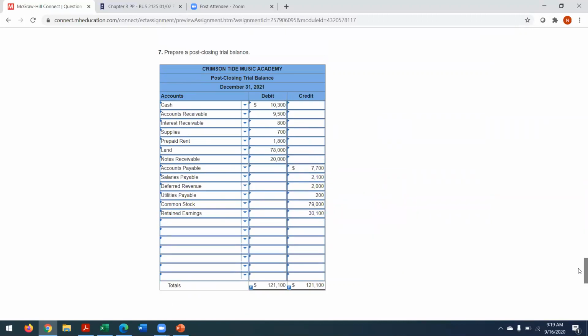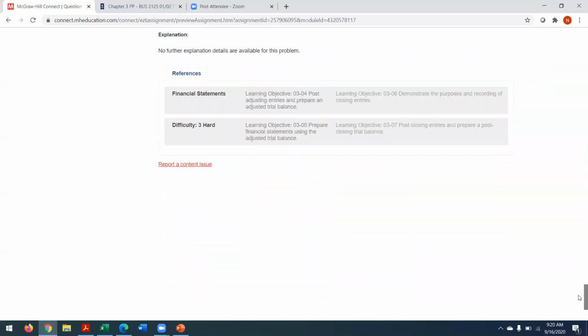So the last piece is, once we've prepared those closing journal entries, we can then prepare the post-closing trial balance. The only purpose in this is to make sure we have no temporary accounts open, which we don't at all.